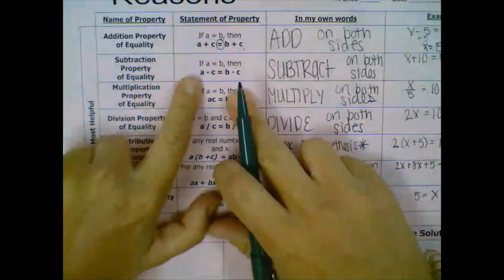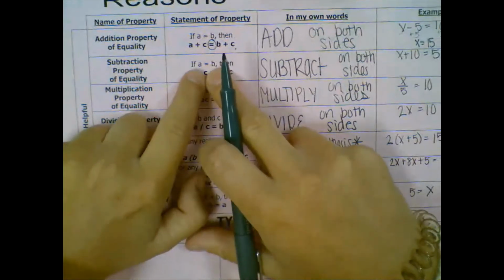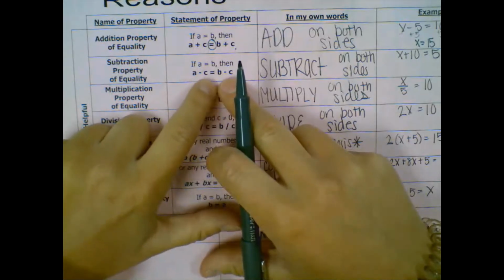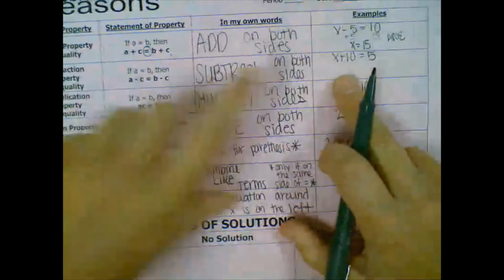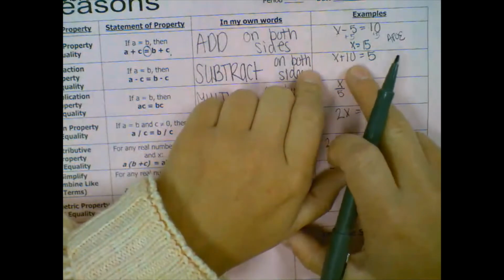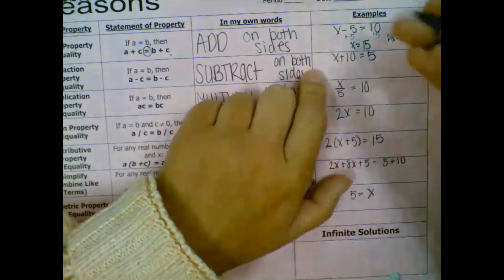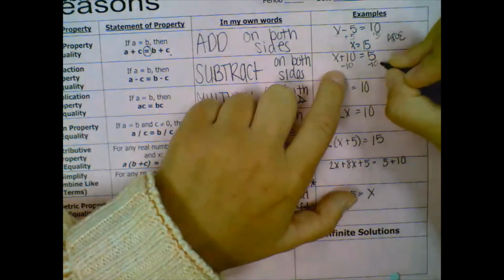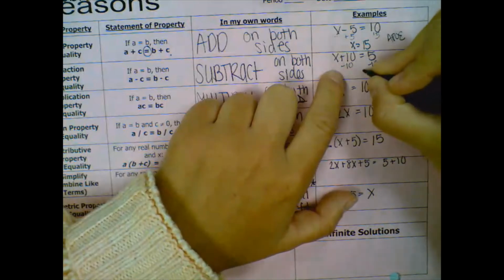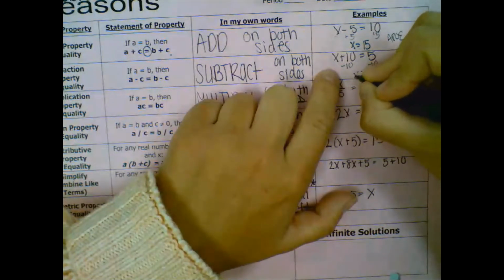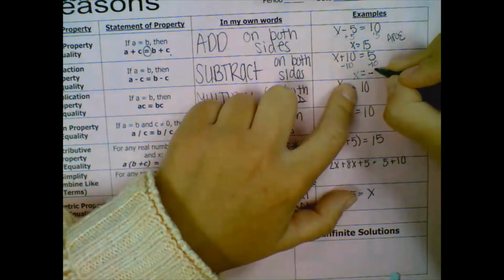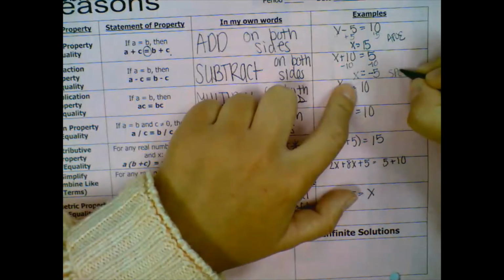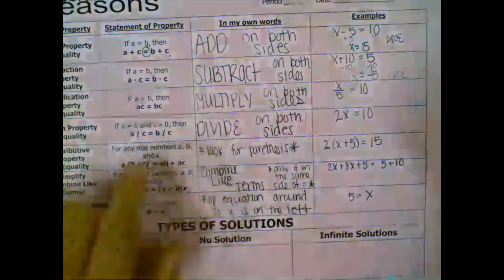Subtraction property of equality maintains the same concept. If I have this original equation, I could subtract the same amount on either side and it maintains equality. When we're solving an equation like x plus 10, if I want to get rid of that plus 10, the subtraction property of equality maintains that if I subtract the same thing from both sides, that equal sign will stay true. That is what allows me to solve the equation. So I get x equals negative 5 because of that subtraction property of equality.